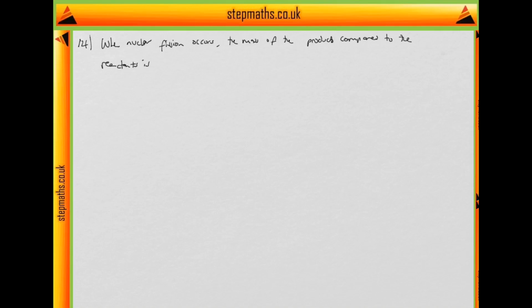So question 14 says, when nuclear fission occurs, the mass of the products compared to the mass of the reactants is, and you have to answer the question. Well, what do we know about nuclear fission? Well, nuclear fission releases energy. And what do we know about energy and fission? Well, we know Einstein's famous equation, E equals mc squared. Now what this tells us is that in fact mass and energy are equivalent. And when you're going at very high speeds, this becomes much more prevalent, so you can notice it much more.